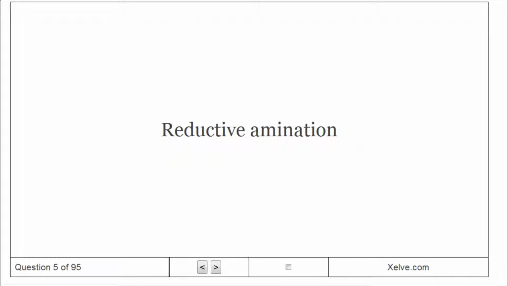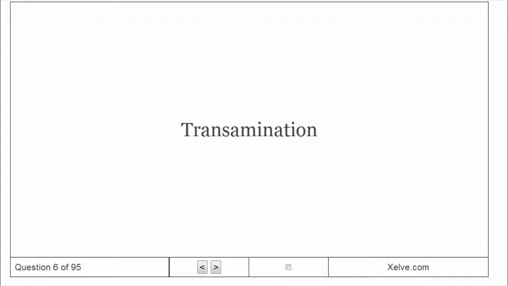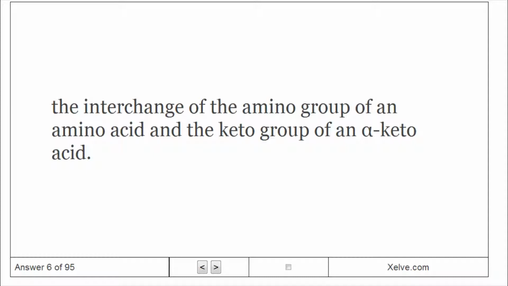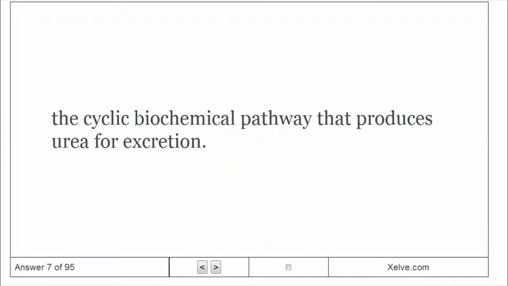Reductive amination. Conversion of an alpha-keto acid to an amino acid by reaction with NH. Transamination. The interchange of the amino group of an amino acid and the keto group of an alpha-keto acid. Urea cycle. The cyclic biochemical pathway that produces urea for excretion.